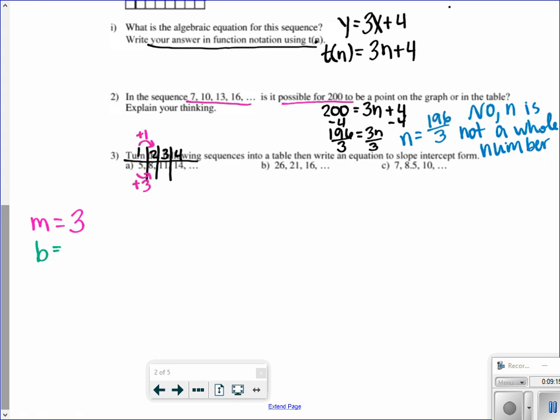For the y-intercept, this is where we have to be a little bit careful. That's what we were doing just before. A y-intercept in a table. How do you find it? X is 0, so we need to go and do the opposite operation, which is going backwards, subtracting 3. So 5 minus 3 is 2. So our y-intercept would be 2. To make the full equation, y equals 3x plus 2.